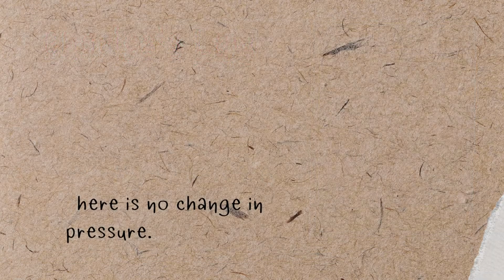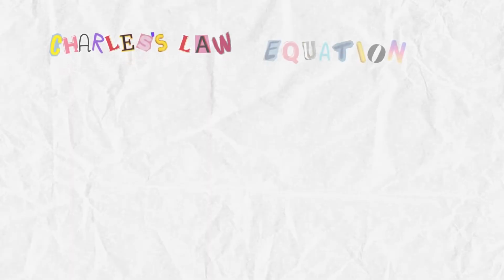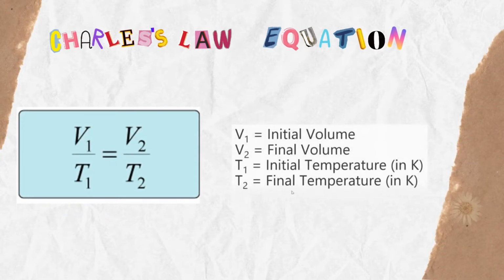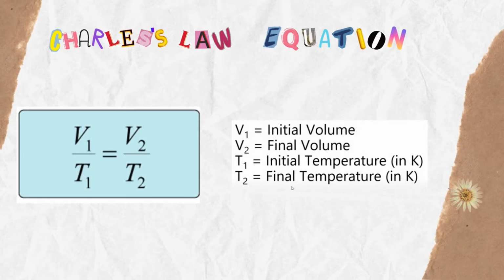Charles' Law is expressed mathematically as V1 over T1 equals V2 over T2, where V1 is the initial volume, V2 is the final volume, T1 is the initial temperature in Kelvin, T2 is the final temperature in Kelvin.